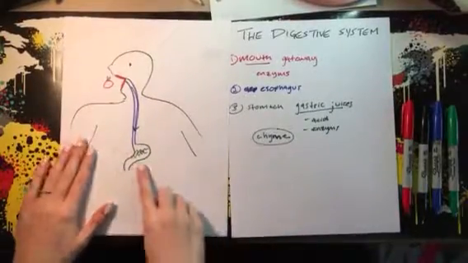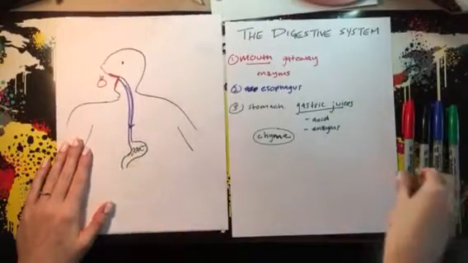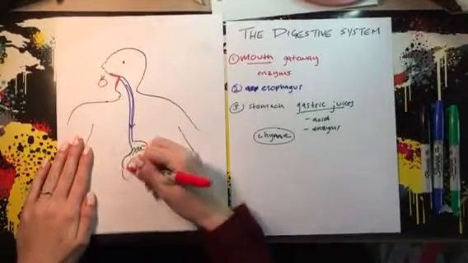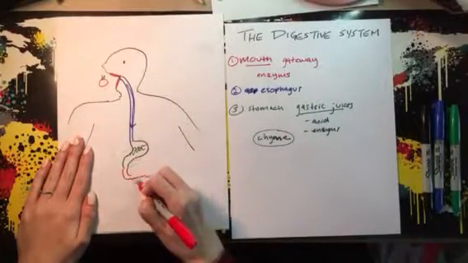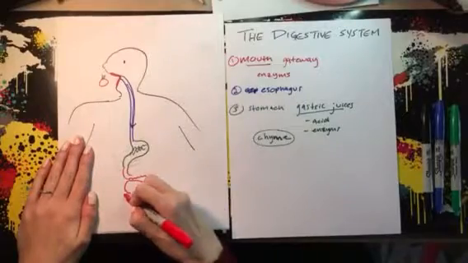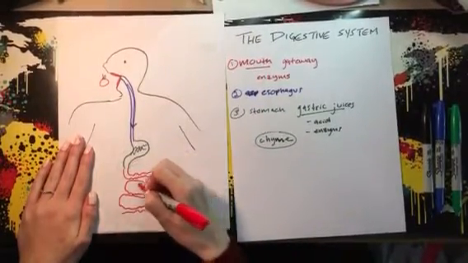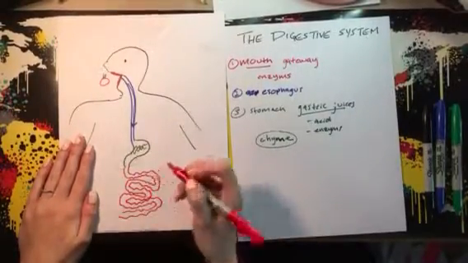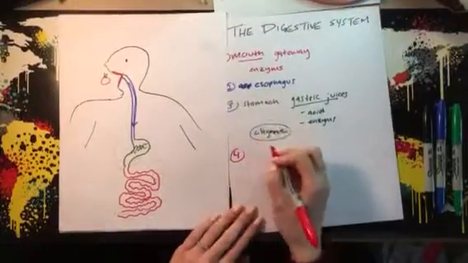Now, if we've eaten something that we do like and we can digest, it will move down into the small intestine. And let's see how good of an artist I can be here for you guys. All right, your small intestine. That's number 4 on our list.